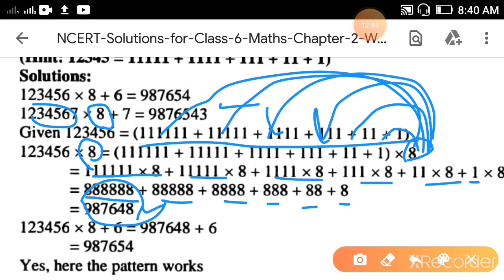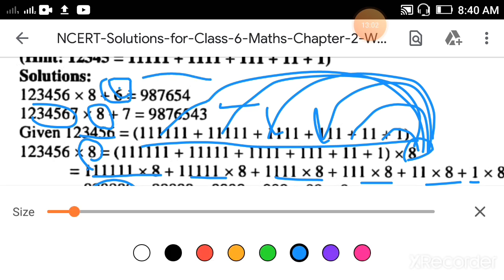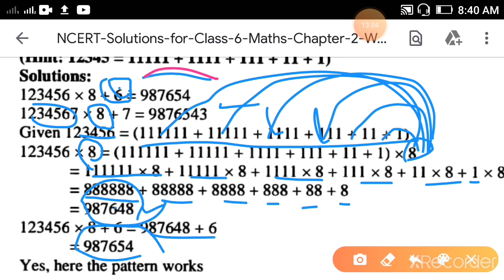9,87,648. But it is not the answer. Still you have to add 6. Why? Because up to the number 6 you have taken here. So here 6 is given, that you have to add to this sum. Are you getting the answer? Yes. Check: this answer and this last one, both are the same. It means yes, the pattern works. This is for the first step.